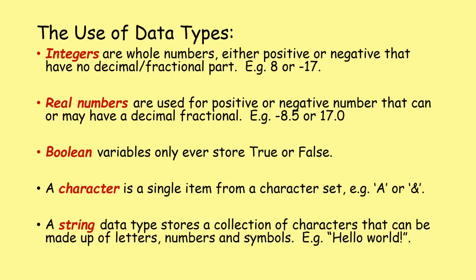Boolean variables are only used to store true or false. A character is a single item from a character set. That could be a letter or a character or even a number, but it has to be in quotation marks. And a string is a data type that stores a collection of characters that can be made up of letters, numbers, or symbols. Again, strings should always be in quotation marks.